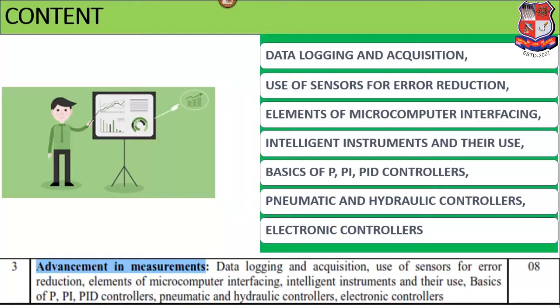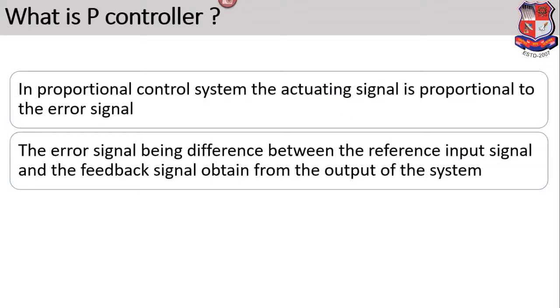So basically we have 3 controllers: P controllers, PI controllers and PID controllers. The proportional controller we have to discuss today, so we start this lecture from the P controller. What is the P controller? It's defined that in a proportional control system the actuating signal is proportional to the error signal, and this is my definition for the P controller.